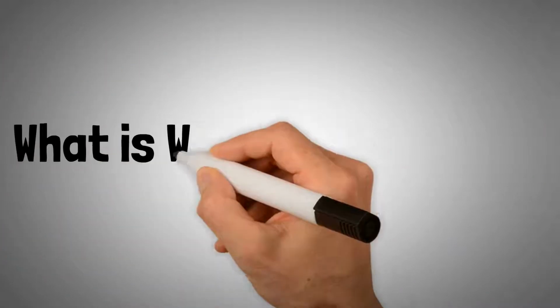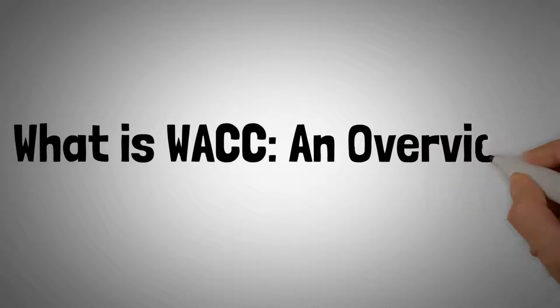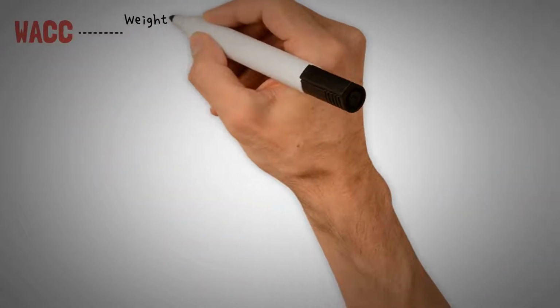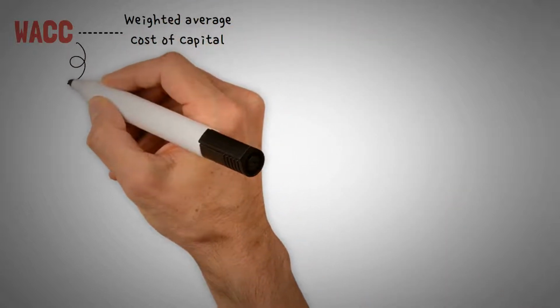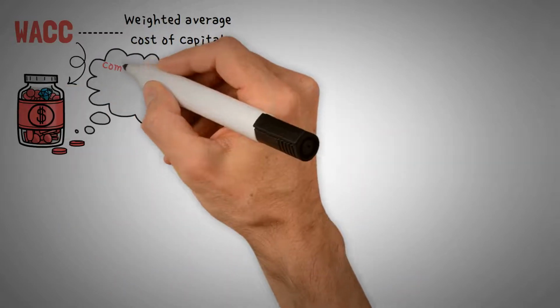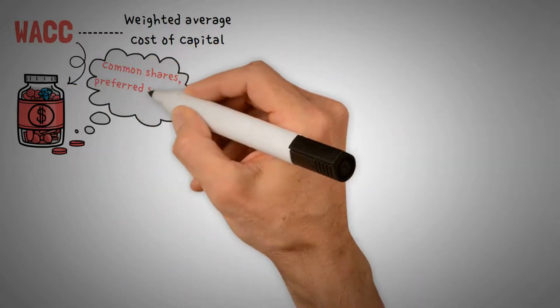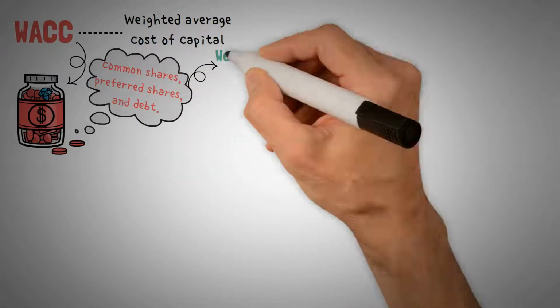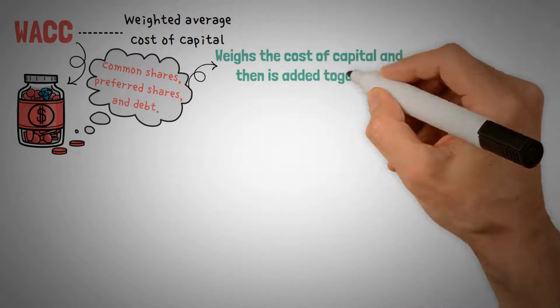What is WACC? An overview. WACC is an acronym for the weighted average cost of capital. The WACC represents a blend of costs of capital across all sources. The sources include common shares, preferred shares, and debt. Each cost of capital is weighted by its percentage of total capital and then added together.